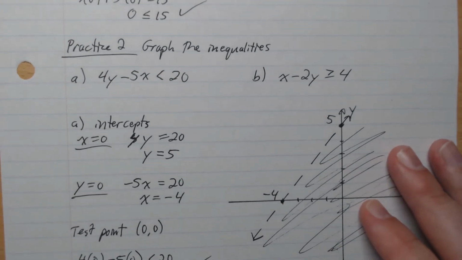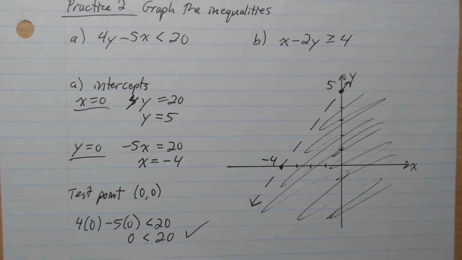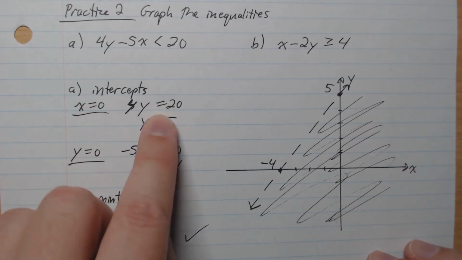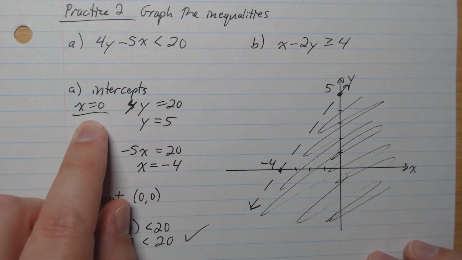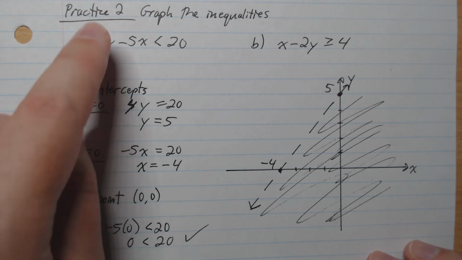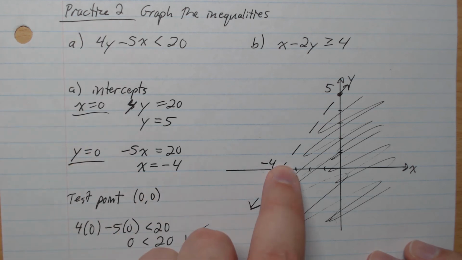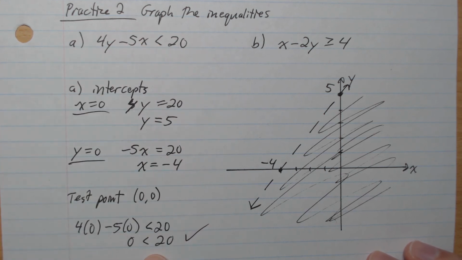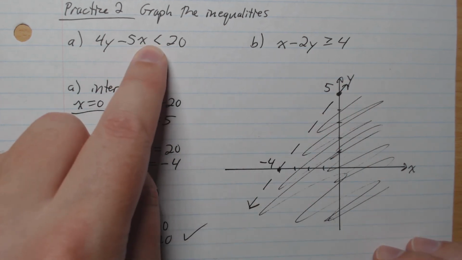Okay, we're back. So the y-intercept occurs when x equals 0. Plug that in, we get y equals 5. Plug in y equals 0, we get x equals -4, like that. We're going to use a test point in the inequality here, and we get 0 less than 20, which is true. So this is the solution region. And it's dashed because it's not equal.